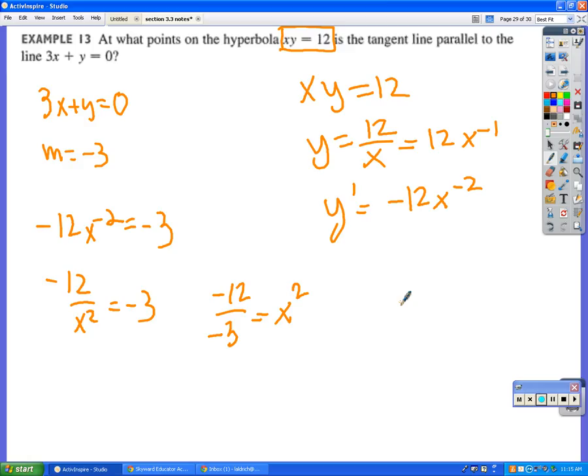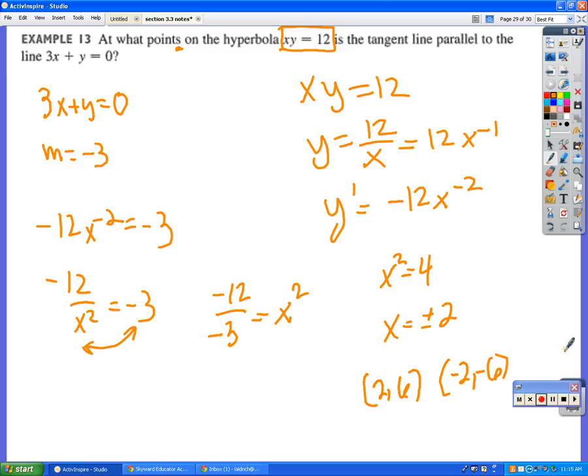I can always take these two things and switch them through basically cross multiplying. So that means x squared equals 4, which means that x equals plus or minus 2. That's why it's set at what points on the hyperbola. So one of the points is 2, 6, and the other point is negative 2, negative 6. You just plug that in real fast to the original equation. So 2 times 6 is 12.